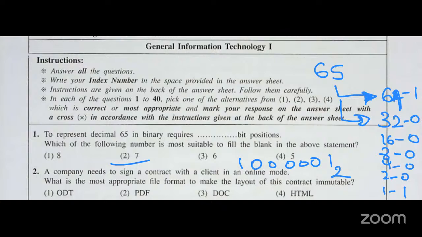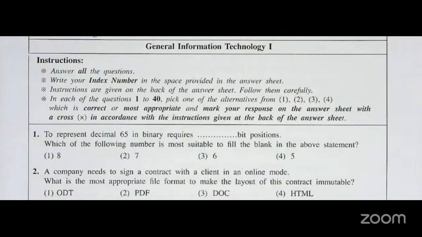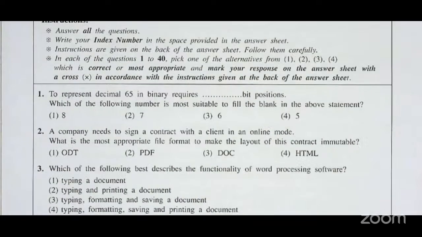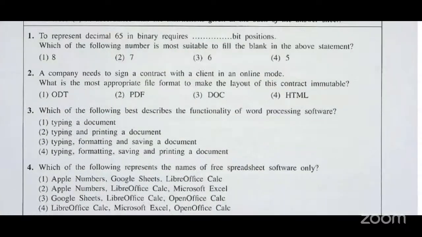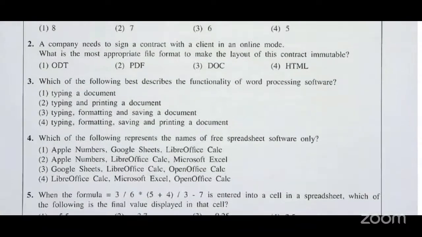Okay, so next one, kids. A company needs to sign a contract with the client in online mode. So what is the most appropriate file format to make the contract immutable? Kids, what is immutable? Immutable means you cannot change. Once created, you cannot edit. That is immutable.